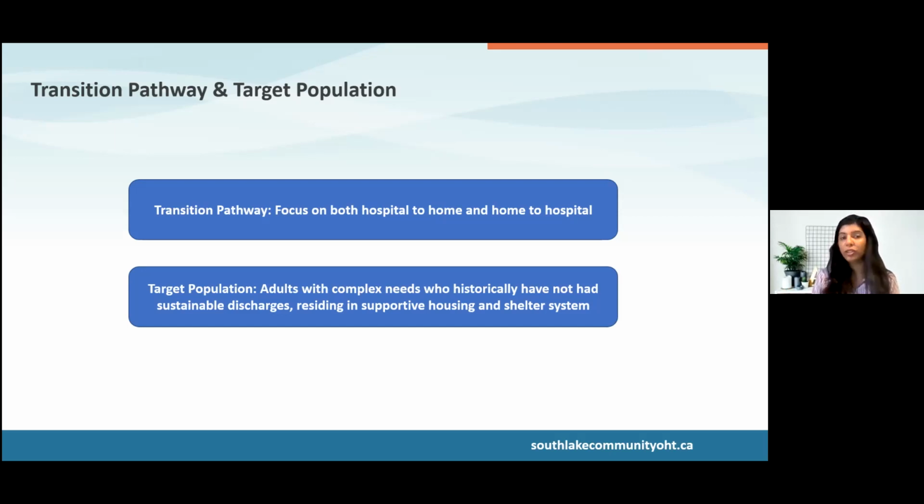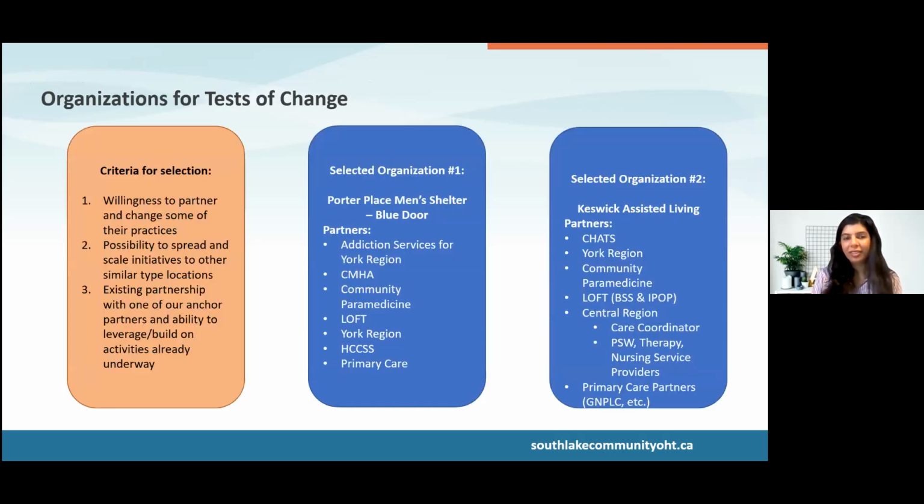For our target population, based on the data that we had collected and based on the experiences of our service providers who are working with individuals at those sites, we narrowed down our target population to adults with complex needs who historically have not had sustainable discharges and were residing in supportive housing and the shelter system. And so then it came time to select our sites for our tests of change.